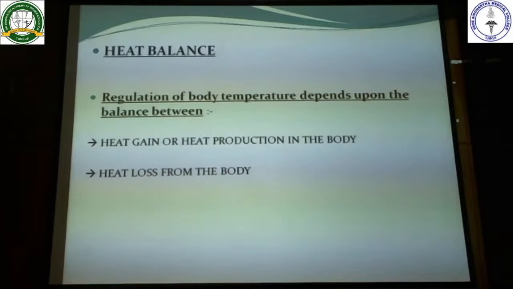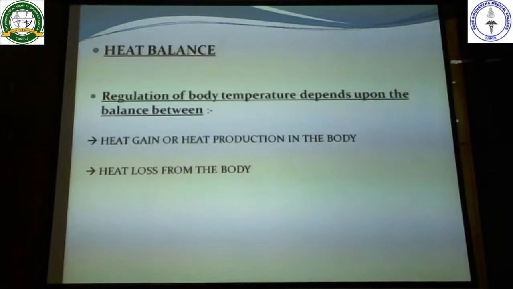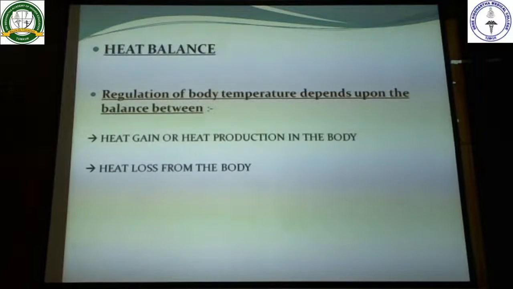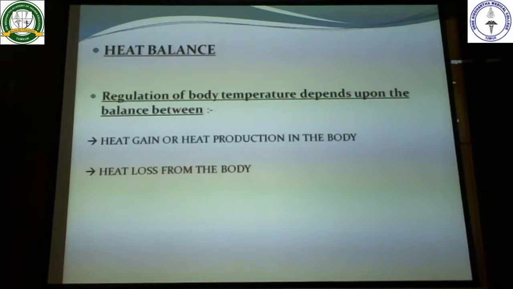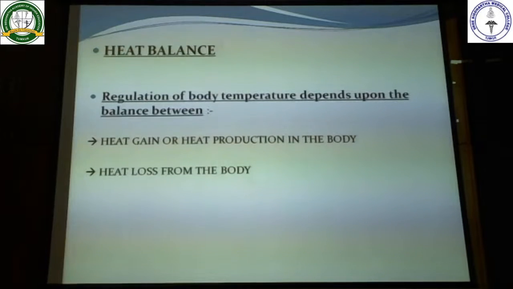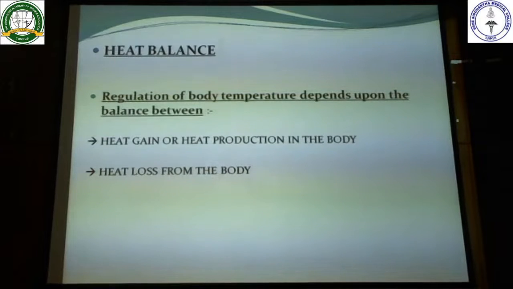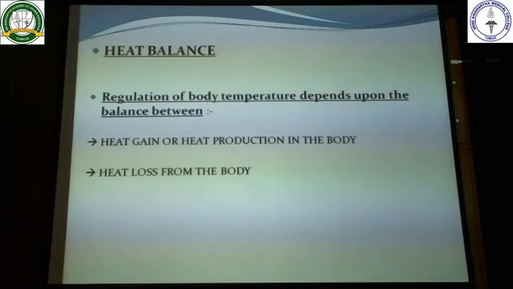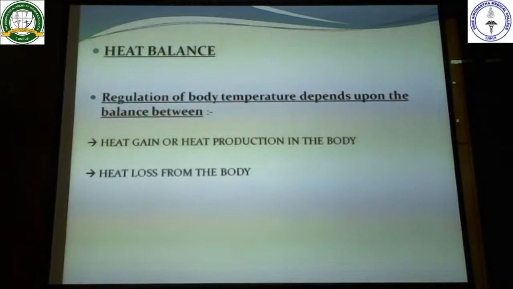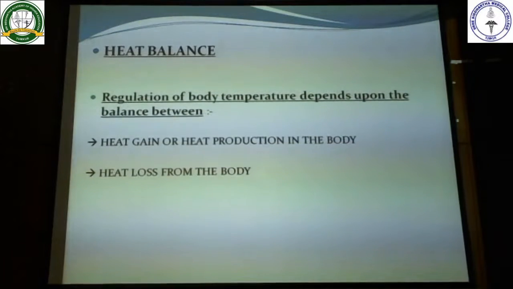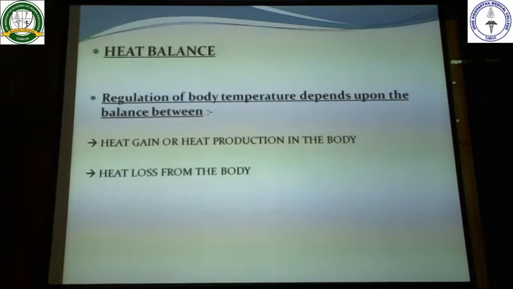Now coming to the next aspect, that is heat balance, right? Now gradually we are going towards the aspect of body temperature regulation. So for that we need to know about the heat balance, right? So the regulation of the body temperature depends upon balance between two things. One is heat gain or heat production in the body, and second is heat loss from the body.